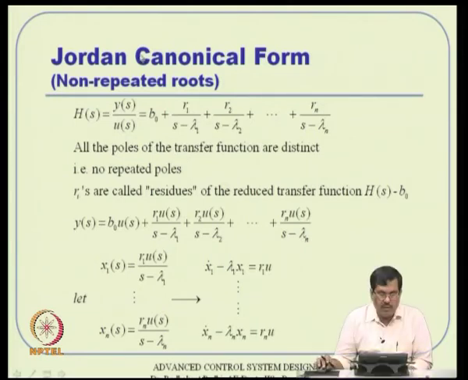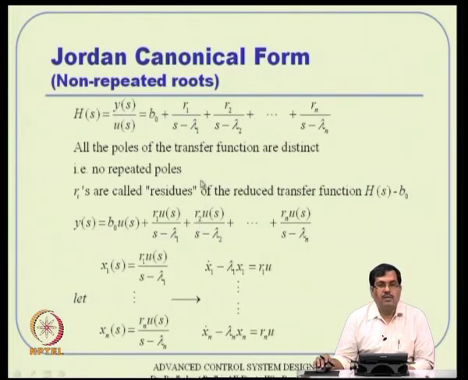Here we are assuming that the roots are non-repeated, and the roots are nothing but lambda 1, lambda 2, and so on. Remember, there is a specific reason for calling them lambda 1, lambda 2. They are nothing but eigenvalues. Once you see that realization, it will turn out to be eigenvalues.